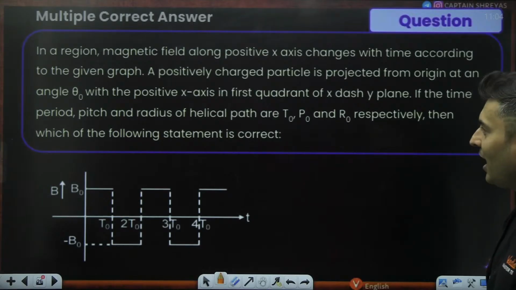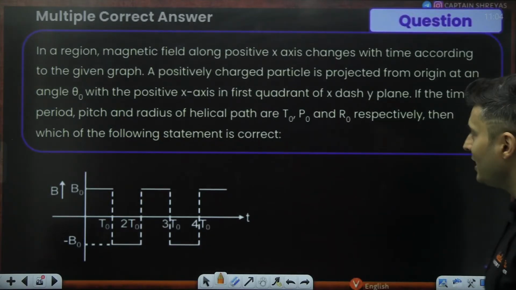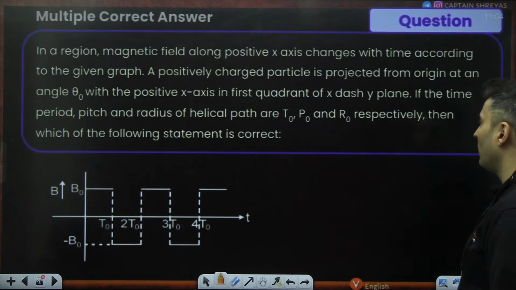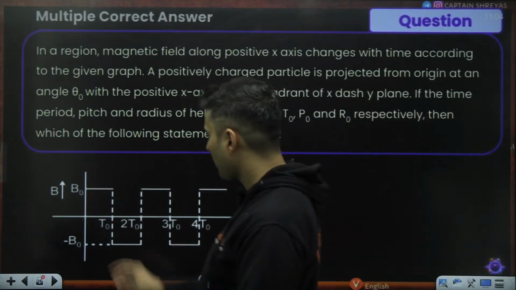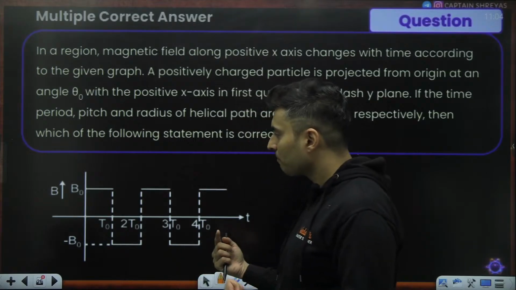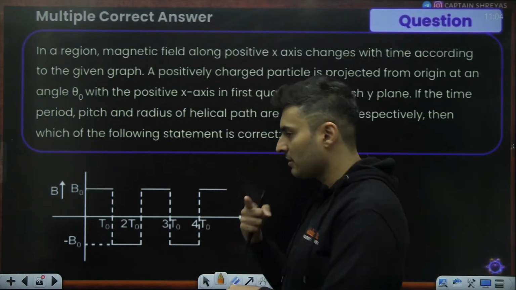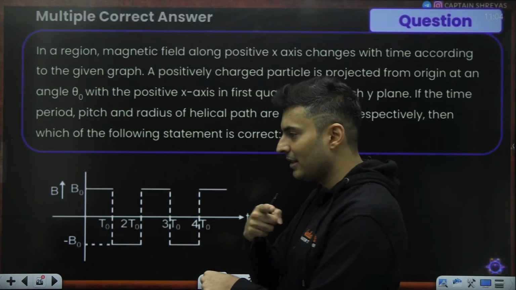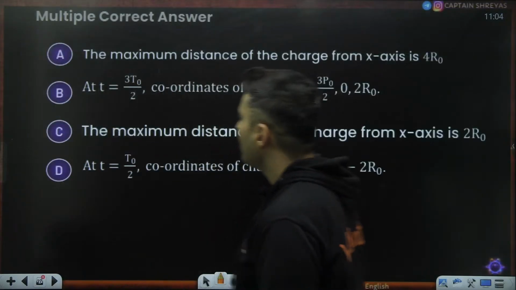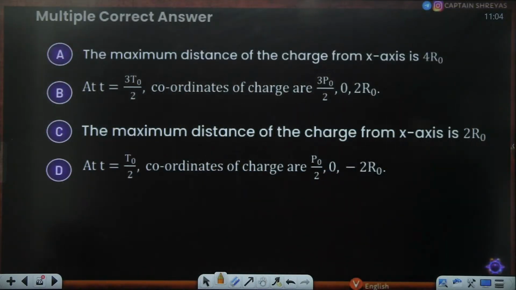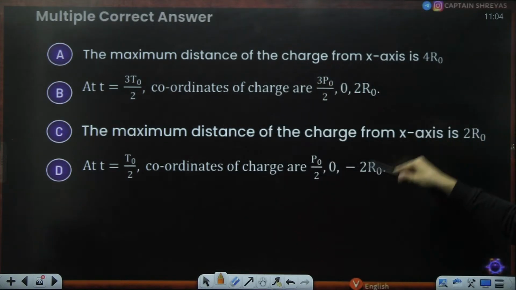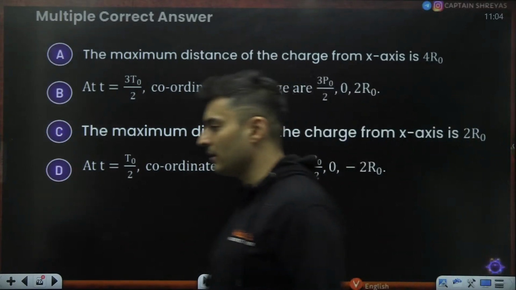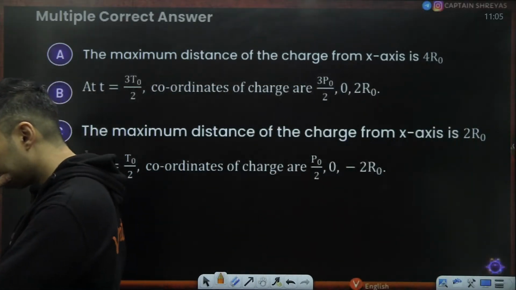If the time period, pitch, and the radius of the helical path are T naught, p naught, and r naught respectively, which of the following statements is correct? The magnetic field is once this way, then reverses, this way, then reverses. The maximum distance of the charge from the x-axis is 2r naught or 4r naught. At these times, the charge's coordinates are, wow, crazy guys. This is going to be crazy.